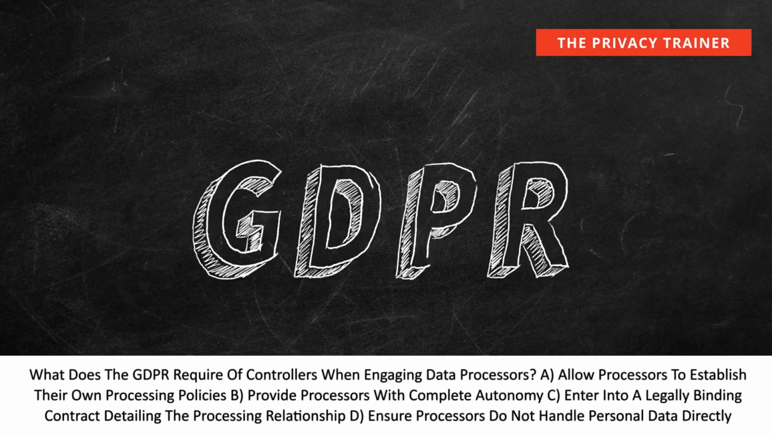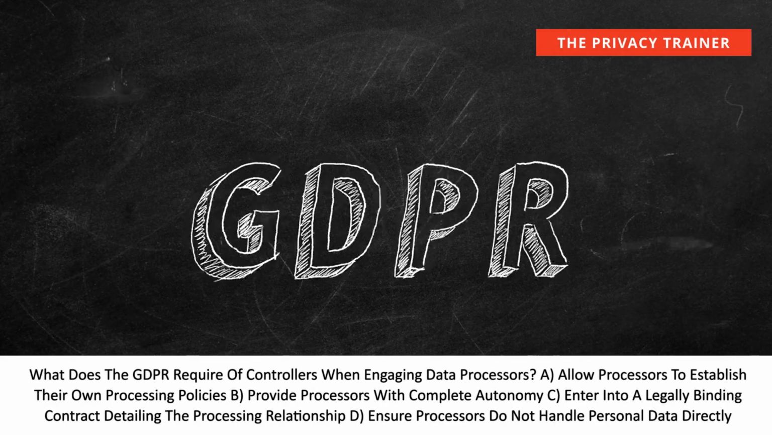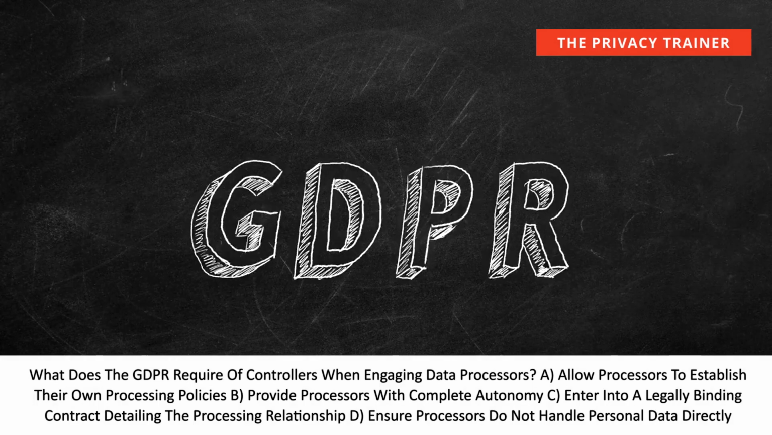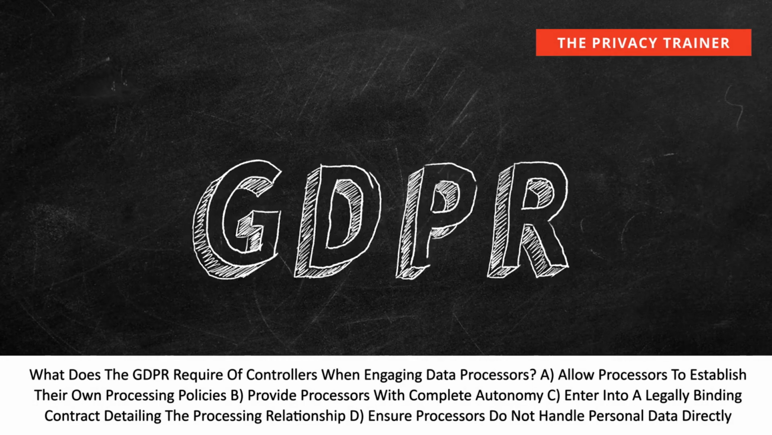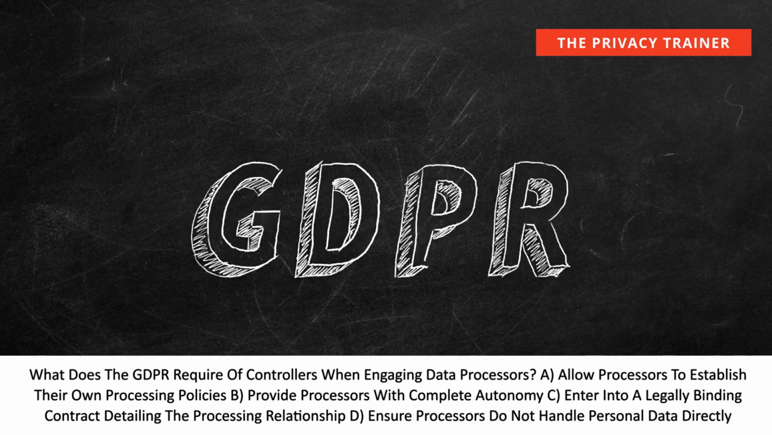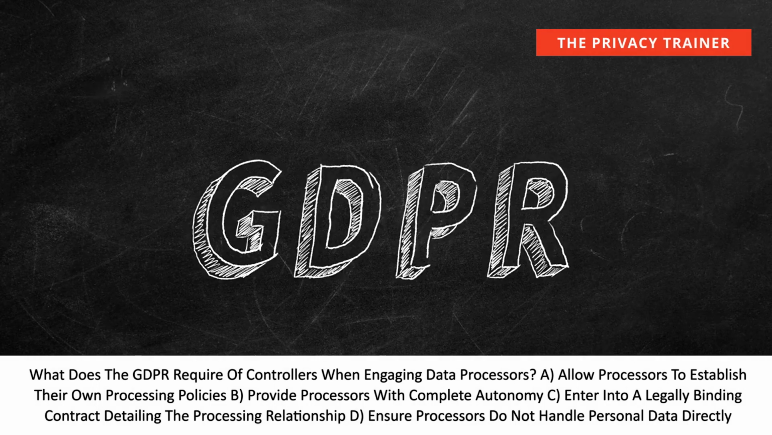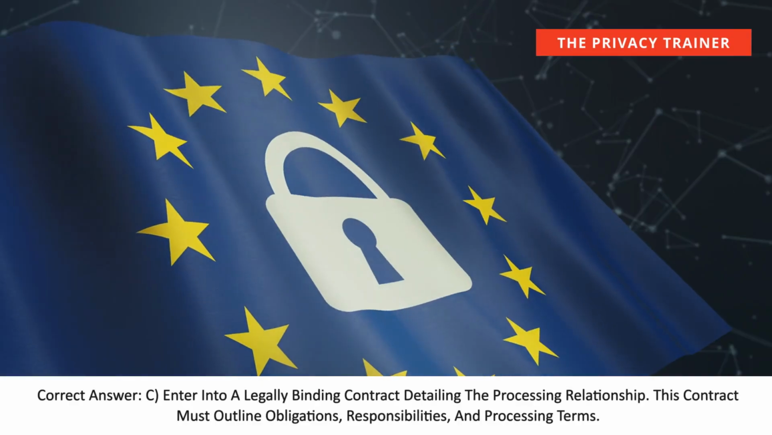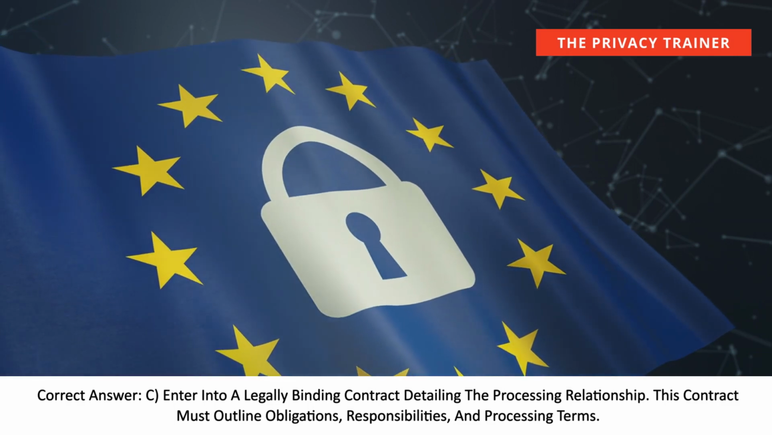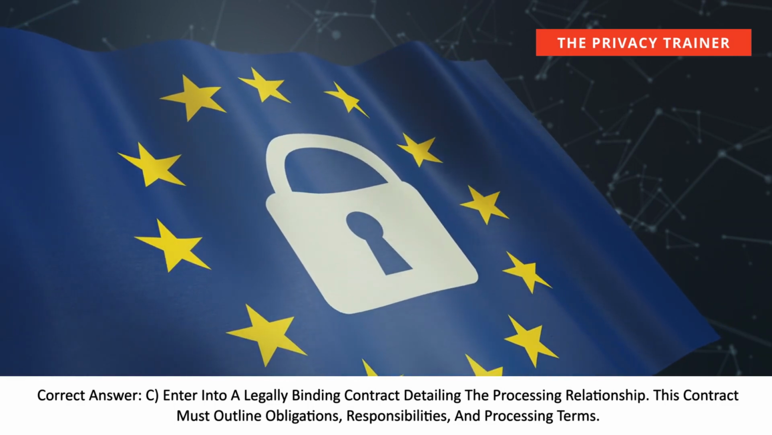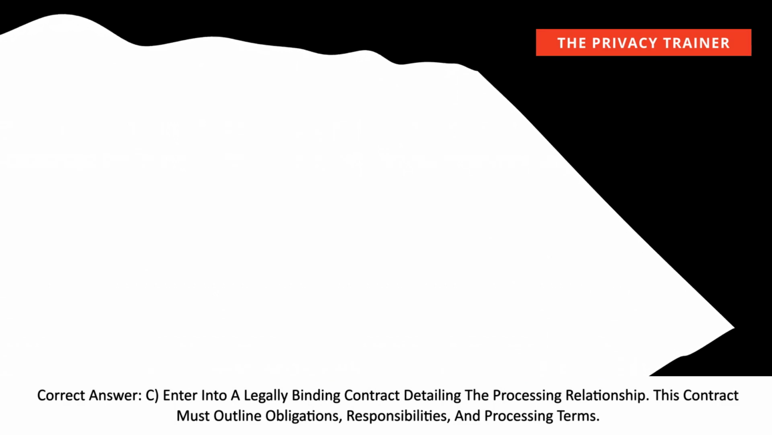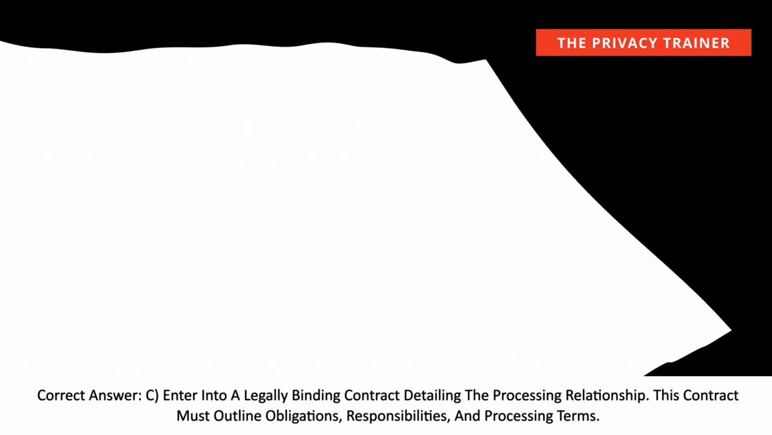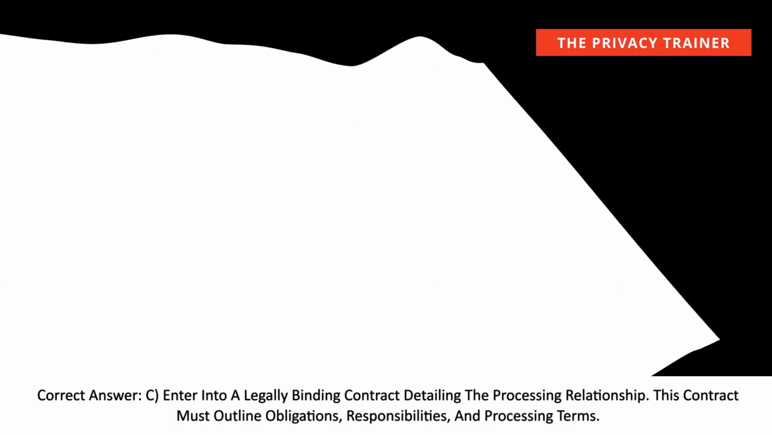What does the GDPR require of controllers when engaging data processors? A. Allow processors to establish their own processing policies. B. Provide processors with complete autonomy. C. Enter into a legally binding contract detailing the processing relationship. D. Ensure processors do not handle personal data directly. Correct answer: C. Enter into a legally binding contract detailing the processing relationship. This contract must outline obligations, responsibilities, and processing terms.